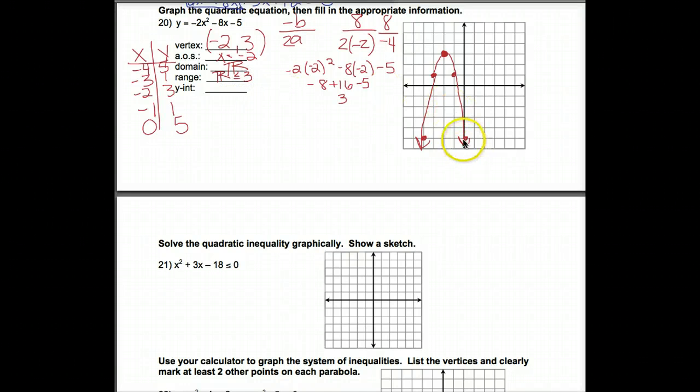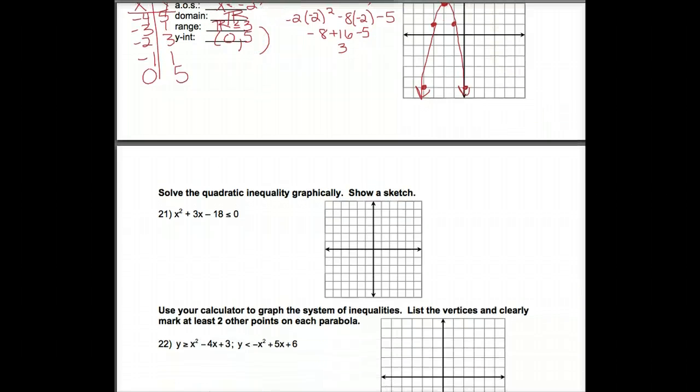My y-intercept happens to be in my t-chart, but if it wasn't, you just plug in 0 for x. Obviously, we can see it here. When x is 0, y is 5. So (0, 5) is going to be your y-intercept there.